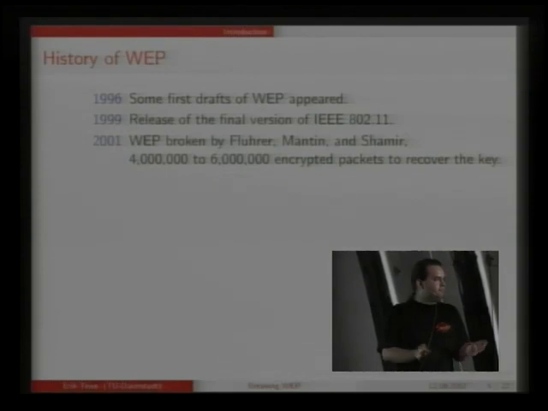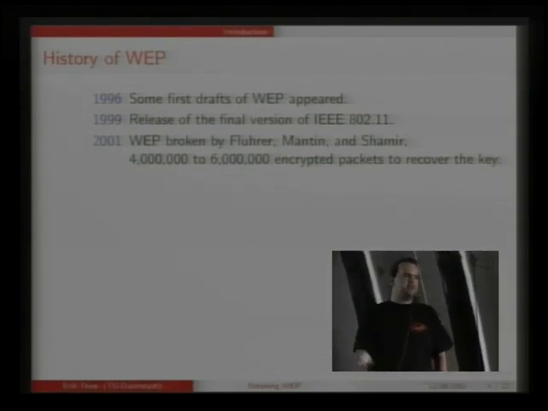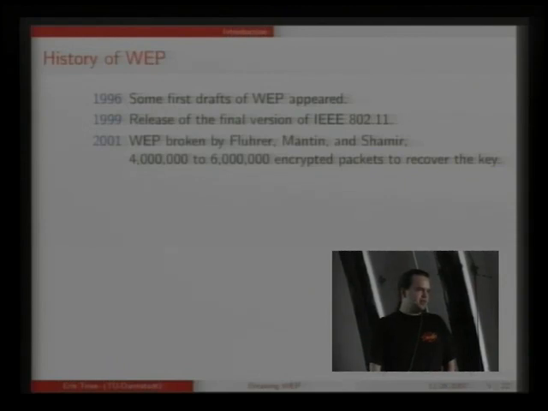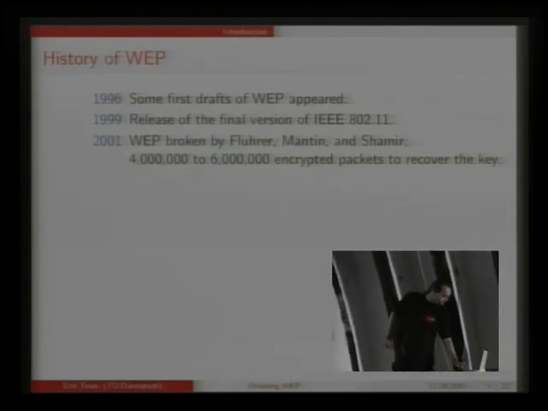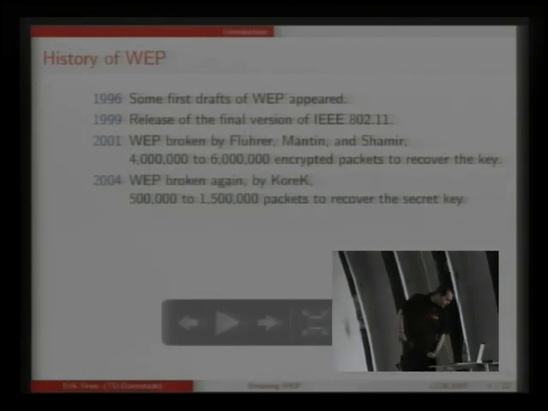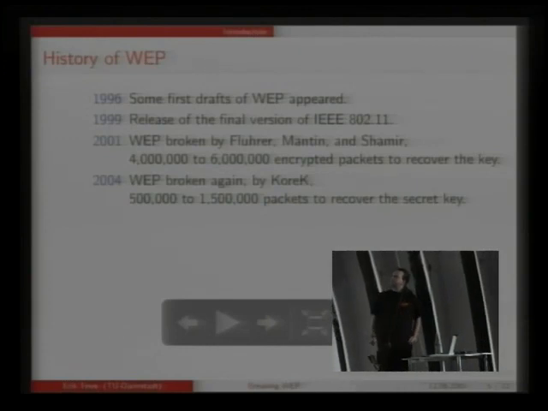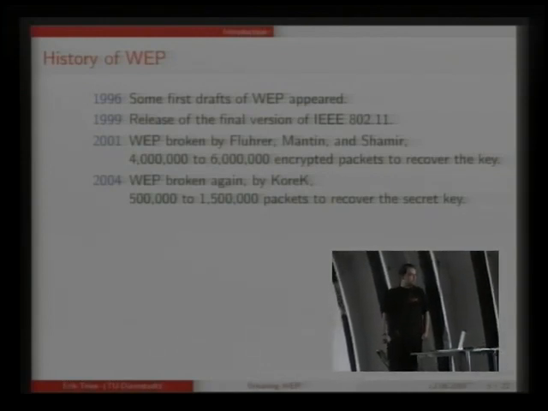Which means that you need perhaps an hour to capture these packets, and after that you can easily compute the secret key of the network, and you can now decrypt and encrypt arbitrary packets and communicate with all other stations in the network. And in 2004, WEP was broken again. And now you only needed 500,000 packets sometimes to recover the secret key, which was much faster than the original attack, which mostly needed at least 4 million packets.